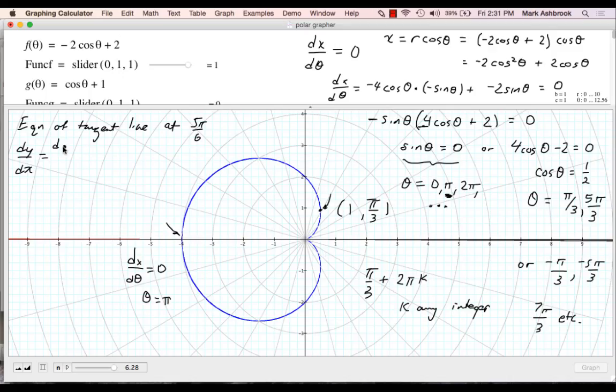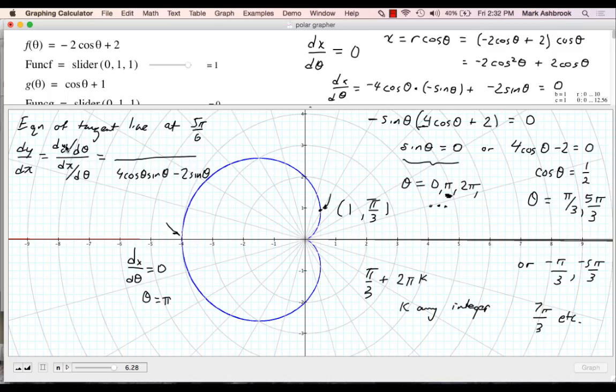So to get dy/dx, we want dy/dθ over dx/dθ. We already did dx/dθ. What is it? This thing: 4 cosine sine minus 2 sine.